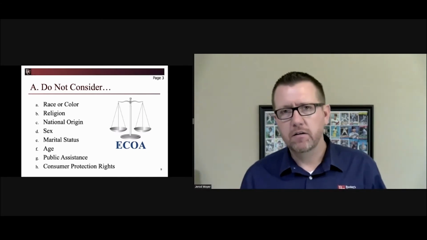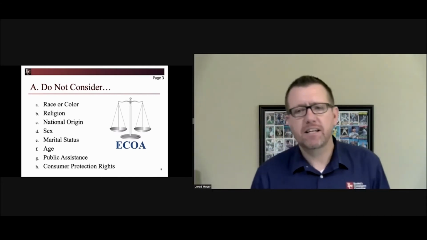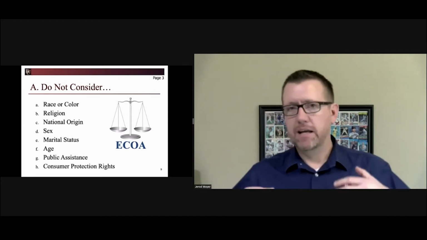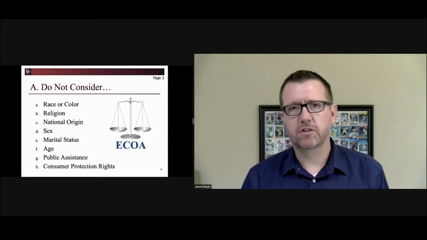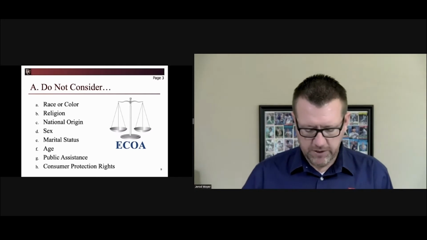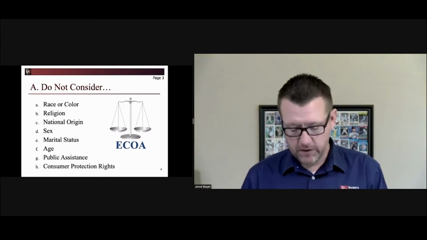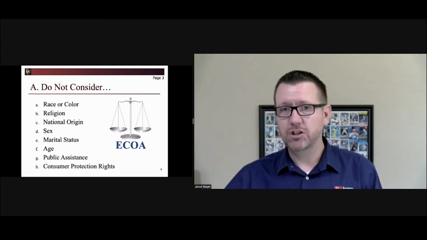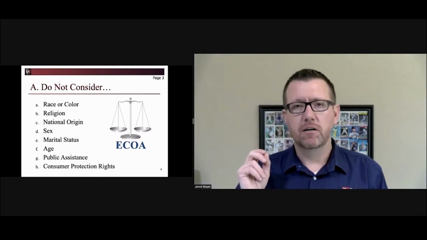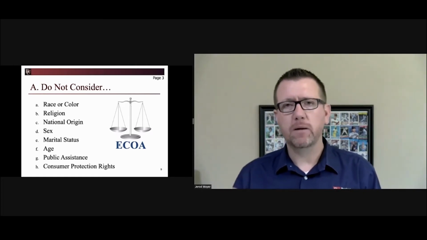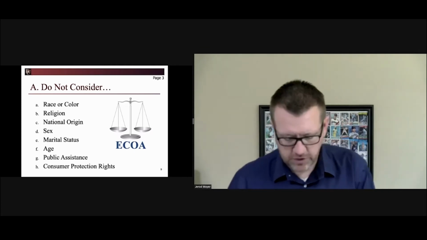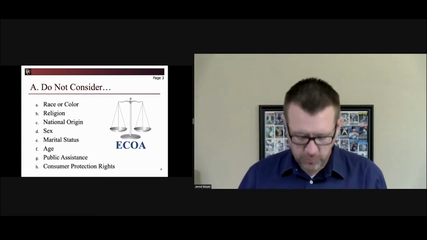Okay, if you're a lender, if you're an organization, these are things that you can't take into account when you're doing anything with respect to the credit decision-making process. Race, color, religion, national origin, sex. Note that that includes both sexual orientation and gender. That was updated in June of 2020 by way of a Supreme Court decision. They have now included sexual orientation within that.